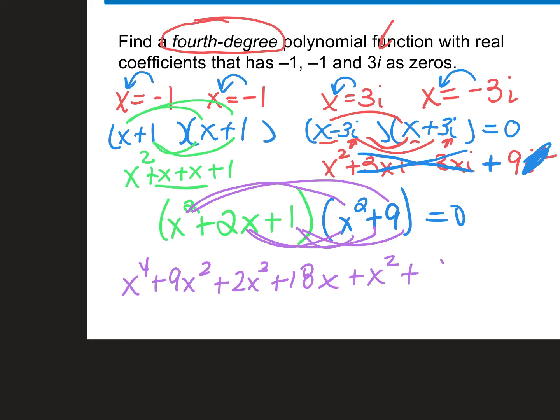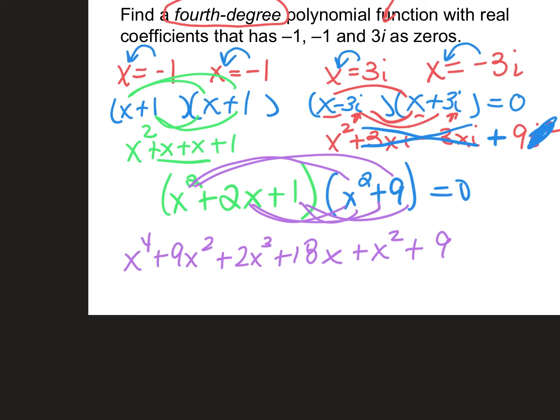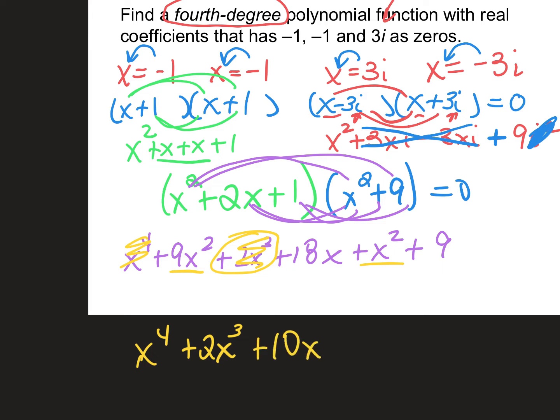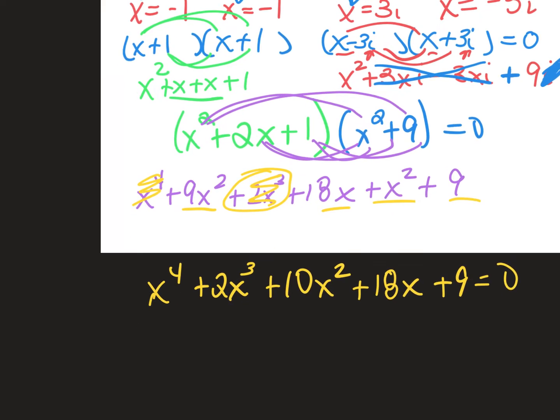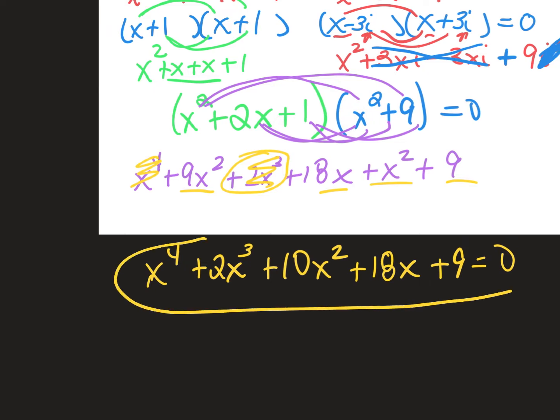And 1 and 9 is plus 9. And now we're going to combine like terms. So the highest exponent I have is x to the 4th, which is what our direction said we were going to have. The next exponent would be plus 2x cubed. I have a 9x squared and a 1x squared gives me plus 10x squared. Positive 18x to the 1st, and then plus 9 is our constant, and that would all be set equal to 0.